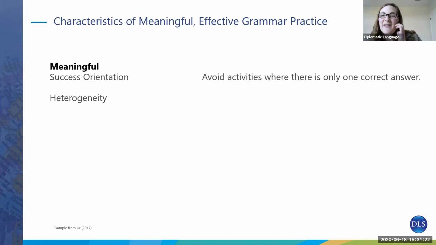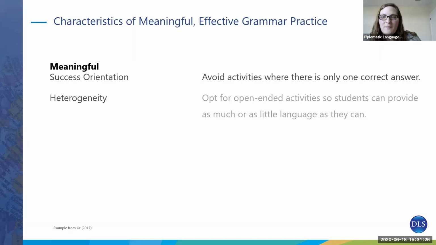Okay, to have meaningful success orientation and heterogeneity, one thing to consider is that you can avoid activities where there's only one correct answer. And so you can opt for open-ended activities so students can provide as much or as little language as they can. And this also tends to be a little more meaningful as well.